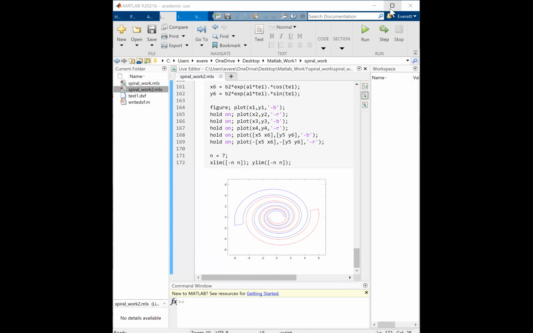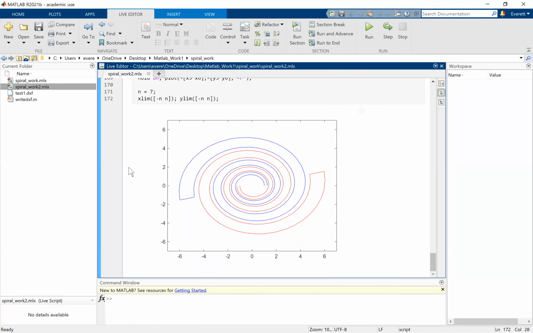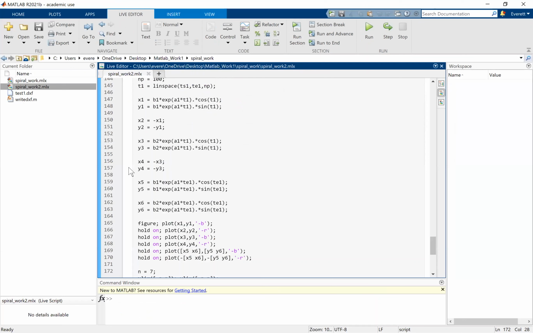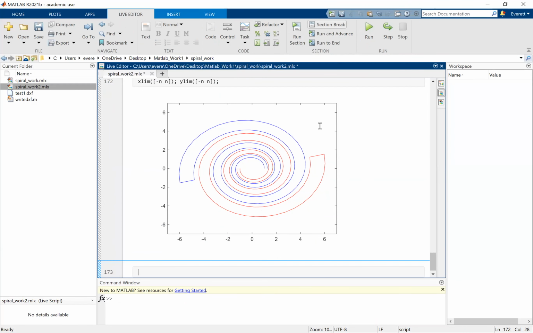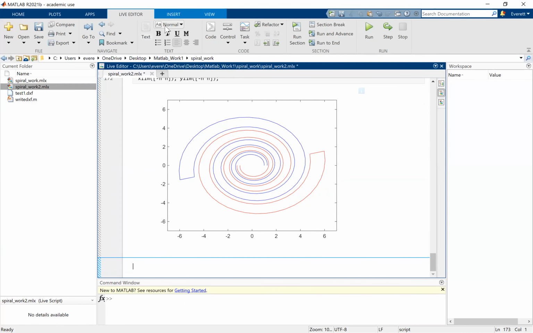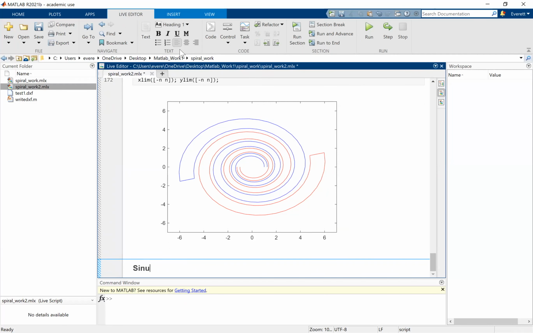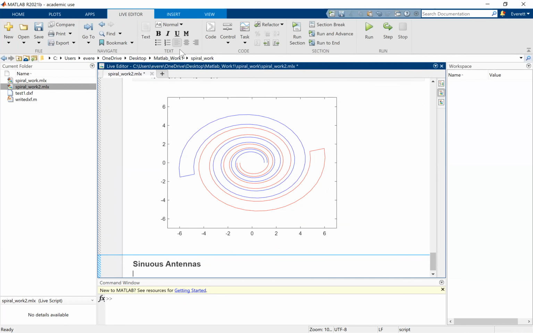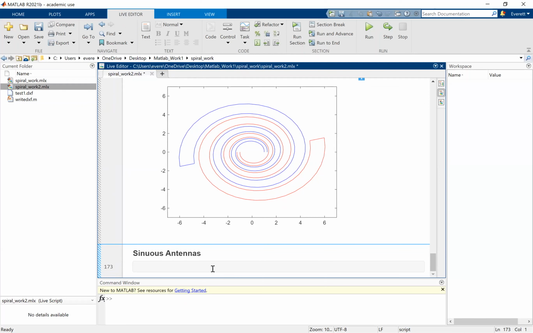All right. So this is the spiral stuff from the other tutorials. Let's just make a new section here, and we'll just call this section sinuous antennas. And then I'll just put some headers here: CLC, clear, close all. This is just good programming practice.